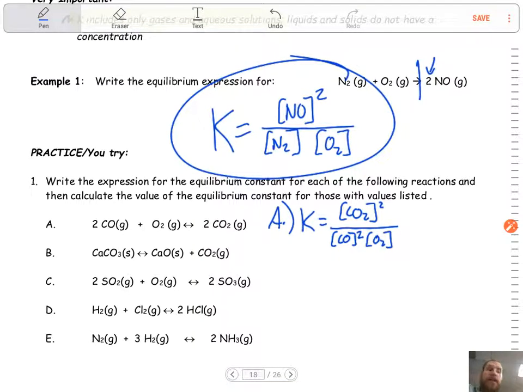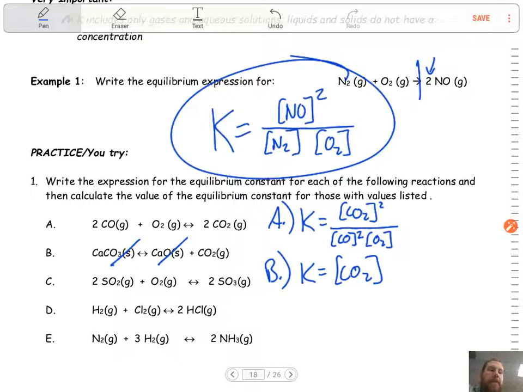So now, again, if you saw another one and you feel good, great. If not, try it on your own. If not, I'm going to keep working. B, cross out solids, right? Solids play no part. So my K expression here is, well, the only thing I have left is CO2. Is that a product or a reactant? It's a product, so it's just going to be CO2.